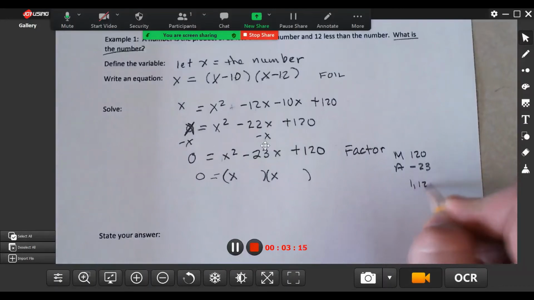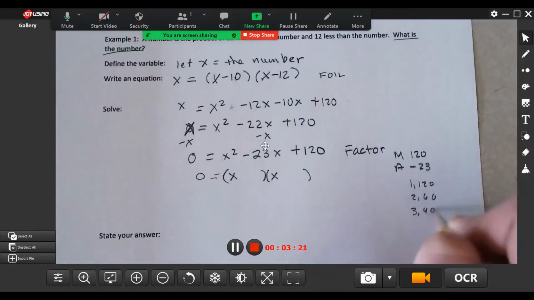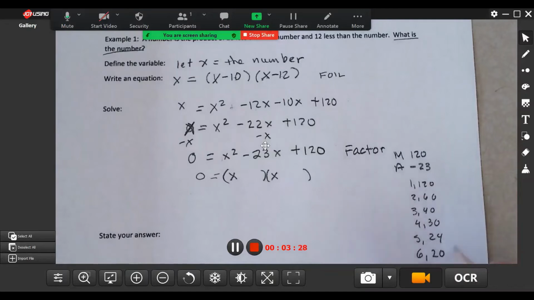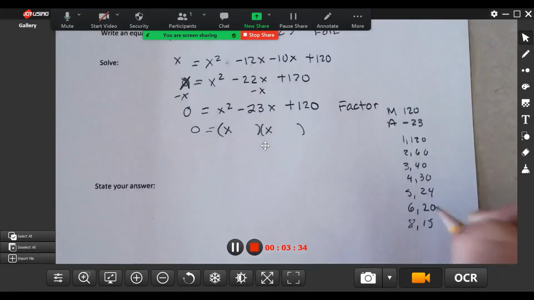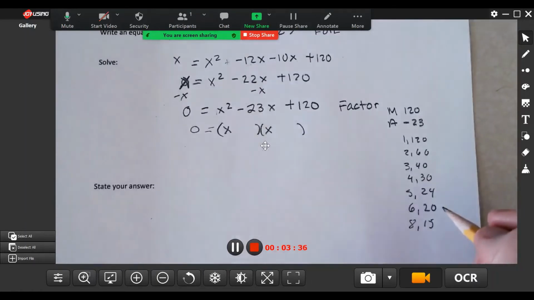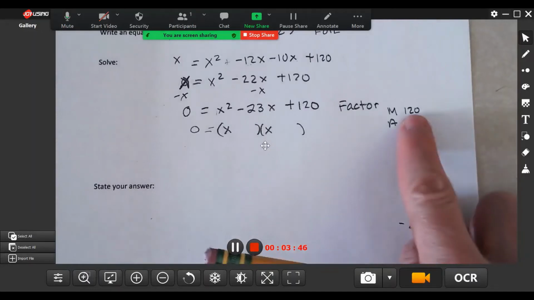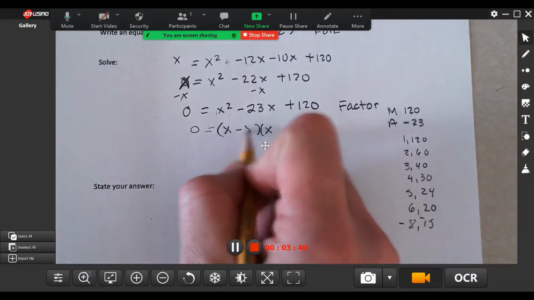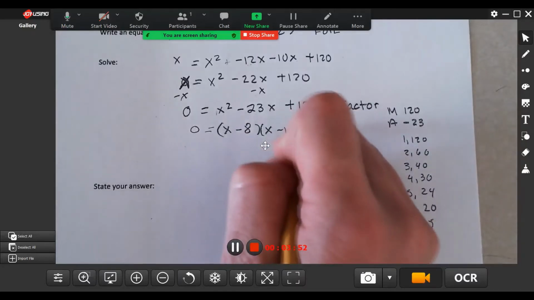So 1 times 120, 2 times 60, 3 times 40, 4 times 30, 5 times 24, I did this earlier, which is why I'm doing it so fast, 6 times 20, 8 times 15. Now let's see, I need to add them and get negative 23. So I notice that if I take negative 8 and negative 15, those add to negative 23 and multiply to 120. So I'm going to get x minus 8 times x minus 15.